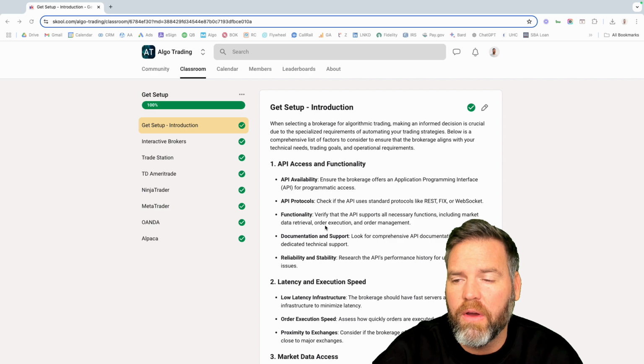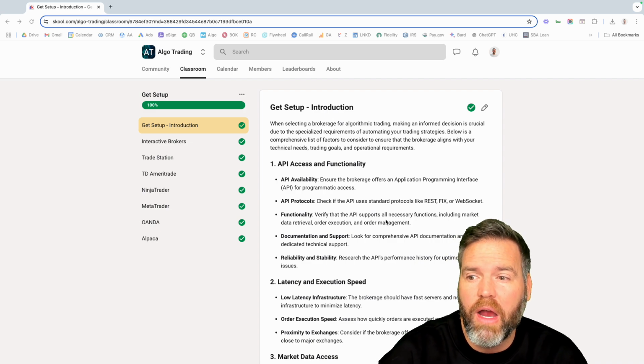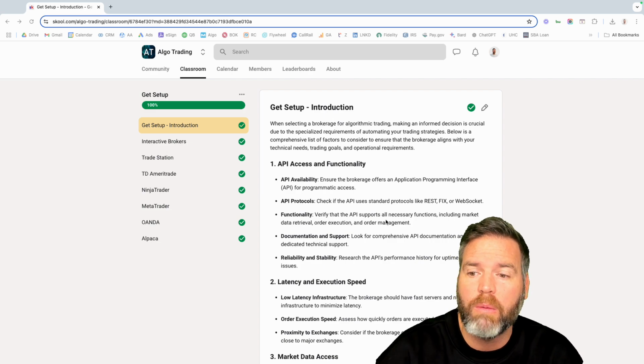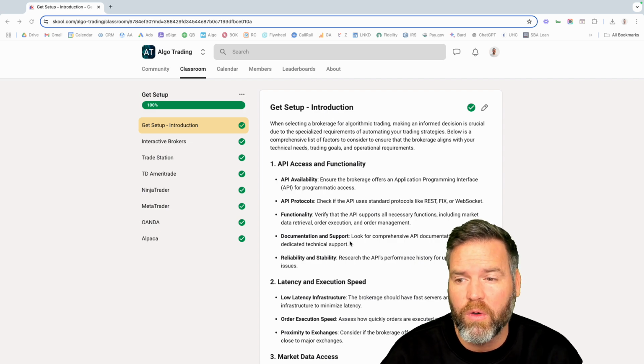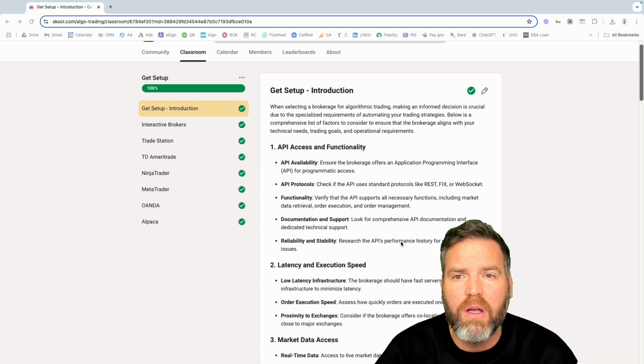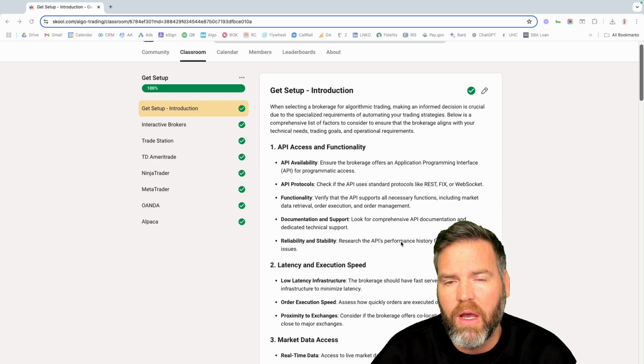In terms of API functionality, verify that the API supports all necessary functions, including market data retrieval, order execution, and order management. This is just making sure that the API allows you to do all the things you want to accomplish in your algorithmic trading. So having an API library that's very flexible is going to be the best option. Also important is documentation and support, making sure that whichever brokerage you choose has really good documentation on their API. I am collecting all the documentation for all of the APIs and creating custom GPTs for them, which will allow you to better understand the APIs from these different brokerages. So I do plan on creating custom GPTs for each brokerage API documentation.